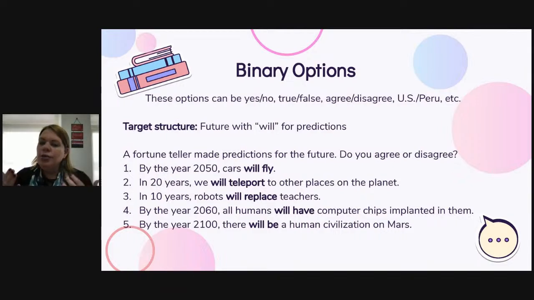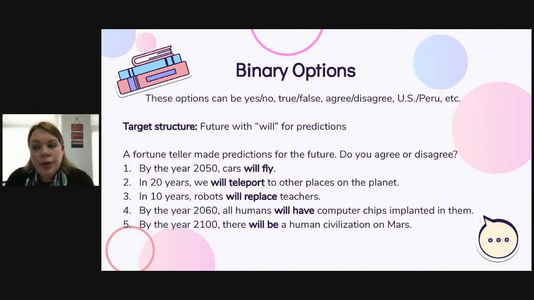So, by the year 2050, cars will fly. What do I think? Do I agree or do I disagree with that? That's in like 25 years. I don't know. I disagree. And then you could see how many people agree and how many people disagree.